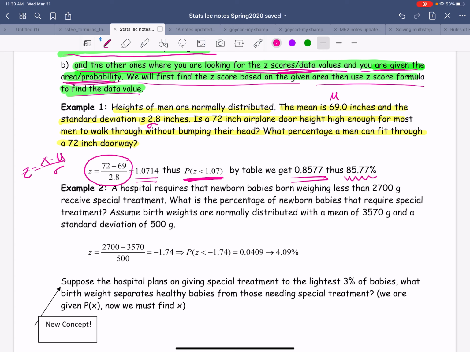Second example, a hospital requires that newborn babies born weighing less than 2,700 grams receive special treatment. What percentage of newborn babies will require special treatment?